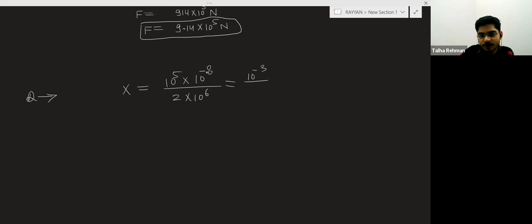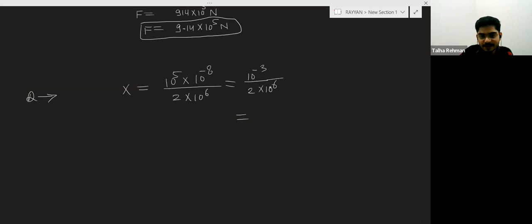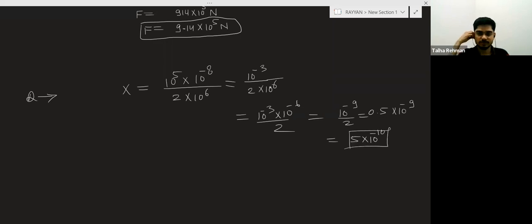In denominator, we have 2 into 10 to the power 6. So this 10 to the power 6 in the denominator becomes minus power. Means I can write this as 10 to the power minus 3 multiplied by 10 to the power minus 6 divided by 2. So it will become 10 to the power minus 9 divided by 2. And what is the 1 by 2? 1 by 2 can be written as 0.5. 1 by 2 means 0.5 into 10 to the power minus 9. So you can write it as 5 into 10 to the power minus 10. Okay.